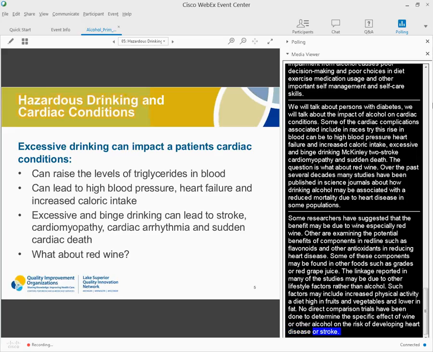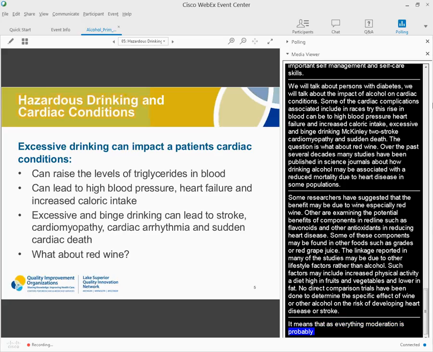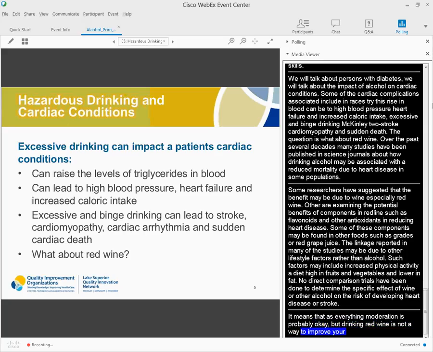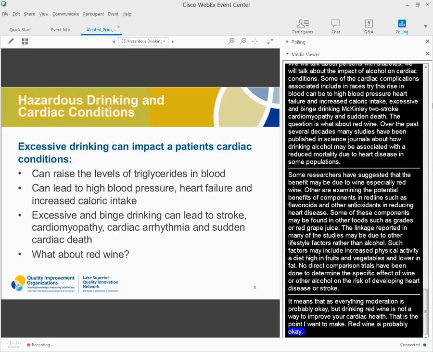So what does it mean? It means that, as with everything, moderation is probably okay, but obviously drinking red wine is not a way to improve your cardiac health. So I guess that's the point I wanted to make with that: red wine is probably okay, but if the patient has an alcohol use disorder or riskier hazardous drinking, it's probably not a good suggestion to recommend red wine as a cardiac tonic.